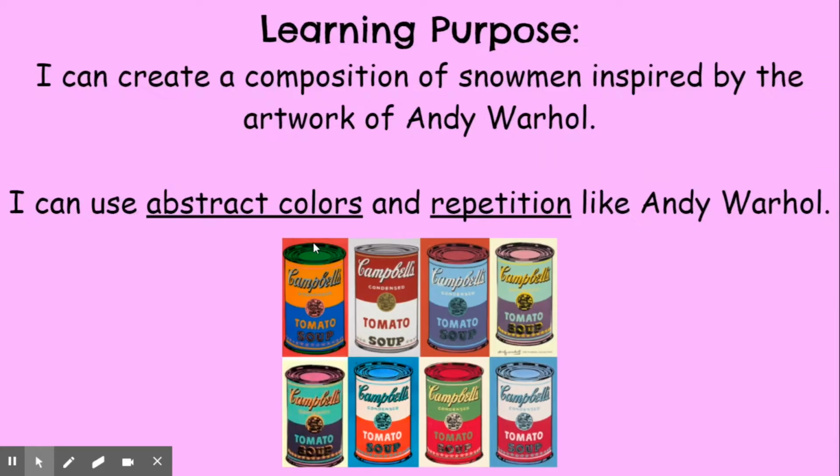So what we're going to do is we're going to be creating a composition of snowmen today. And with these snowmen, we're going to be using those abstract colors where we change the colors up from what they would be typically in real life. And then we're going to use that repetition. Again, you'll see that right down here with the soup cans. We've got one color in the background, abstract colors in the foreground, and then we're going to repeat our design over and over again.